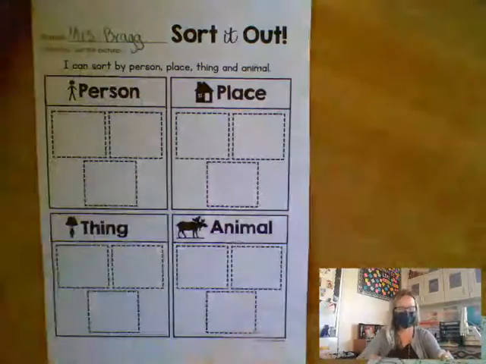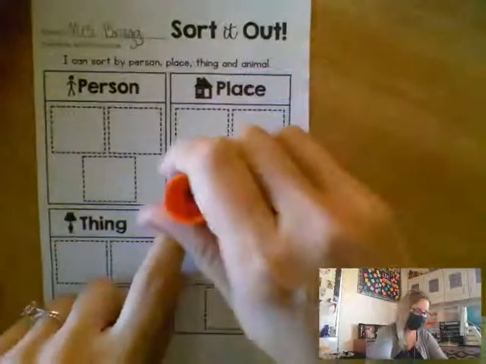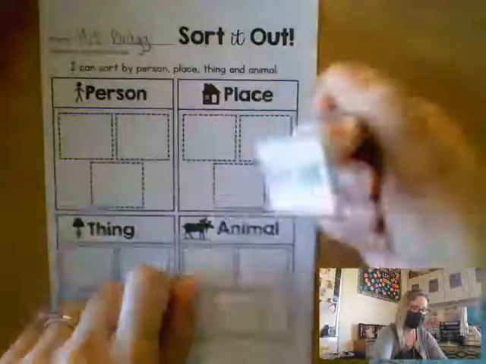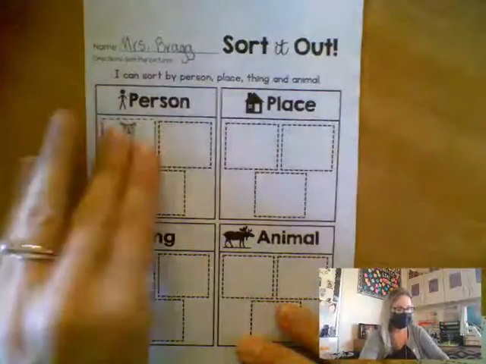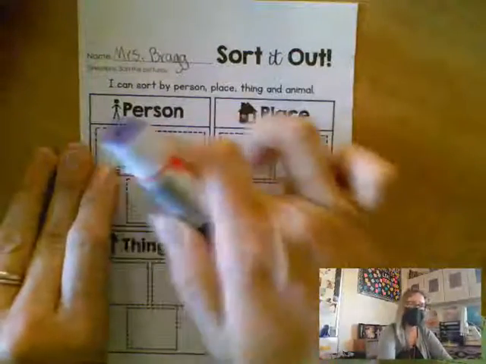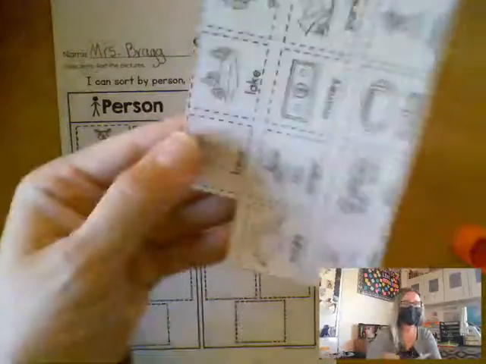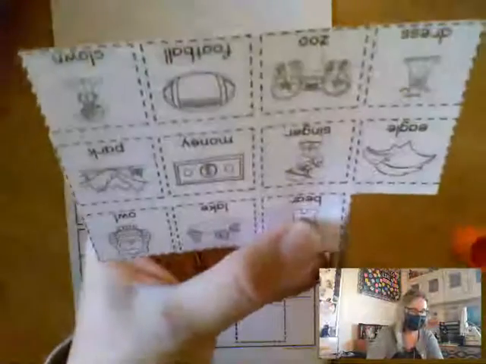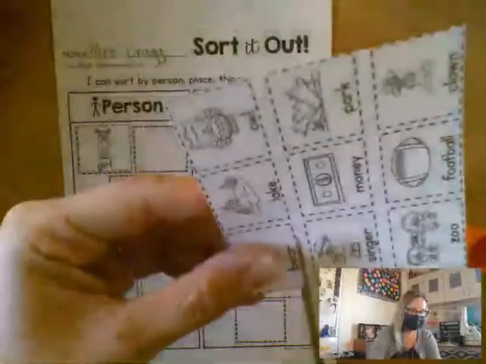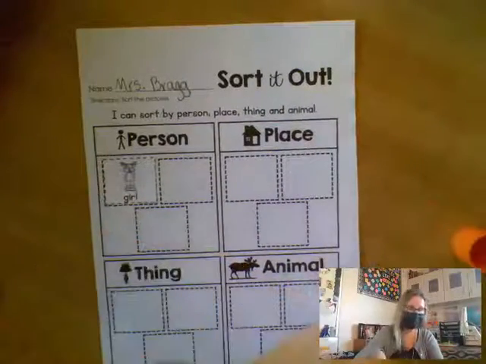A person. So I'm going to take my girl and take my glue stick, and I will put my glue on the back of the girl, and I will put her right here in the box that says person. Okay? And then I will go to my pictures, and I will cut out this next picture. Raise your hand if you know what this is a picture of.